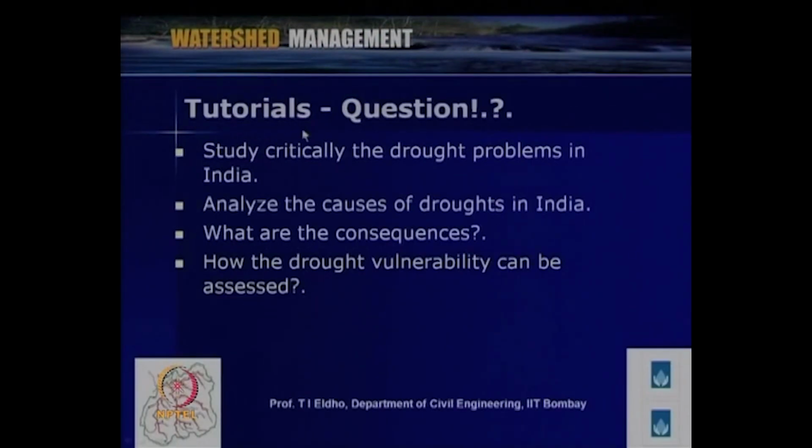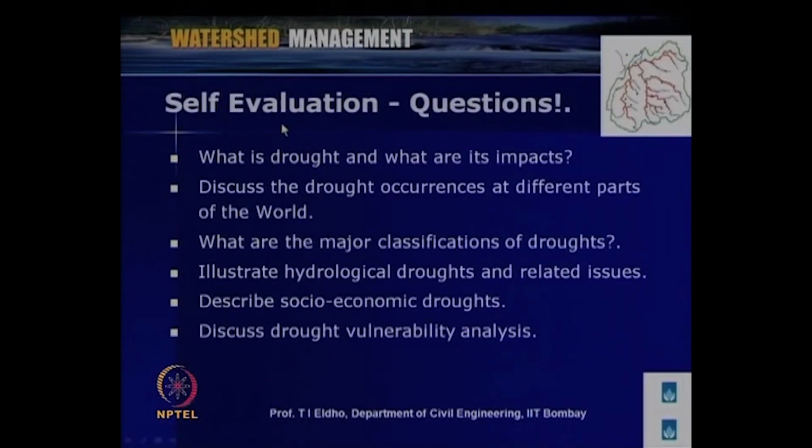Then before closing down, a few questions: study critically the drought problems in India, analyze the causes of droughts in India, what are the consequences of these droughts, and how the drought vulnerability can be assessed. These details you can get from various websites of the Ministry of Water Resources, Environment Ministry, Agriculture Ministry, like that. Then a few questions for self evaluation: what is drought and what are its impacts, discuss the drought occurrences in different parts of the world, what are the major classifications of drought, illustrate hydrological droughts and related issues, describe socio-economic droughts, discuss drought vulnerability analysis.